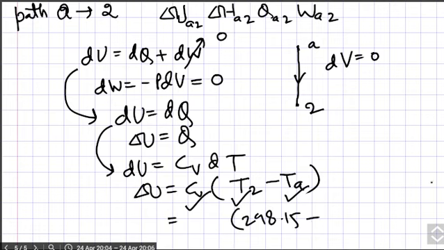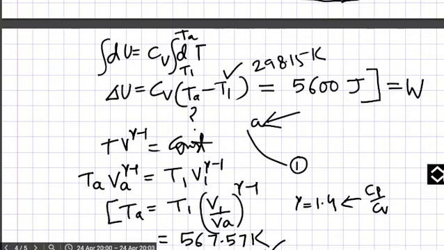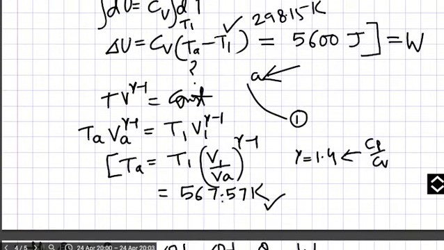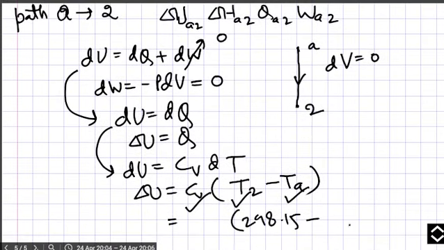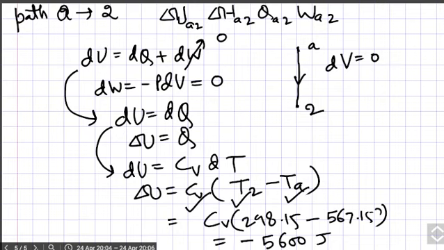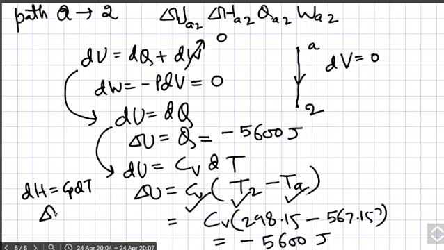T2 is 298.15 and Ta you just calculated. It is 567.57, and multiply it by this. You will get change in internal energy equal to minus 5600 joule, and it is equal to the heat given to the system. Same way you can use the formula dH is equal to Cp dT to find the change in enthalpy.